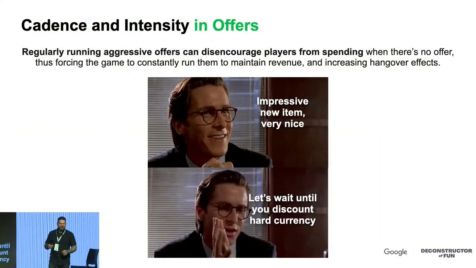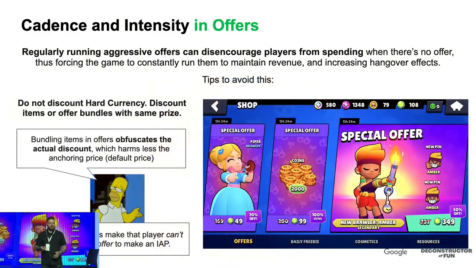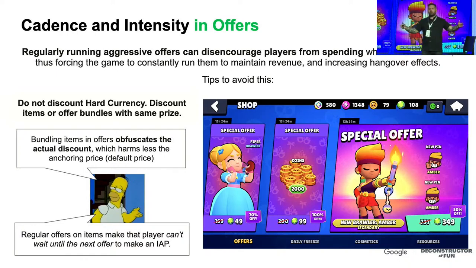There are some quick tips that I'm going to give you on cadence and intensity in offers, because one thing that I've seen a lot of times happen is that if you run a very aggressive strategy of offers, you can make your players not spend unless there is an offer. So a tip on how to deal with that is, instead of discounting or doing offers on hard currency, try to limit that and try to instead discount the items themselves, because then that's going to give you a wider range of things to discount.